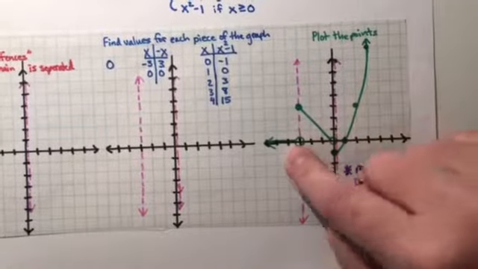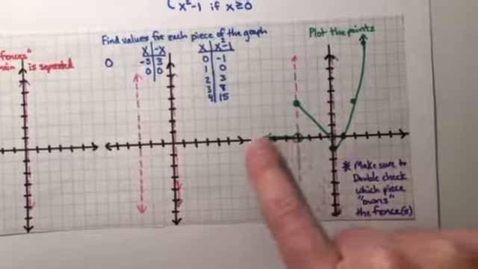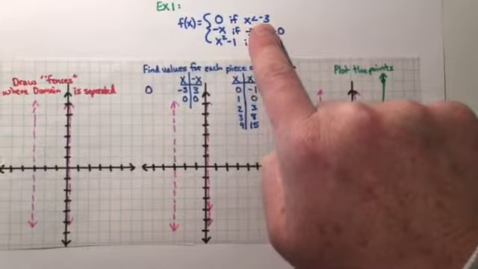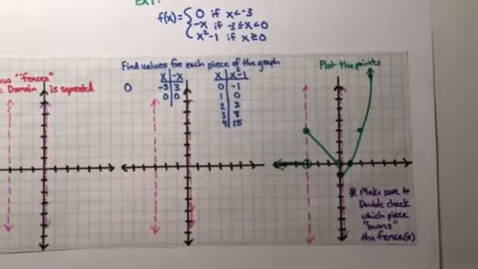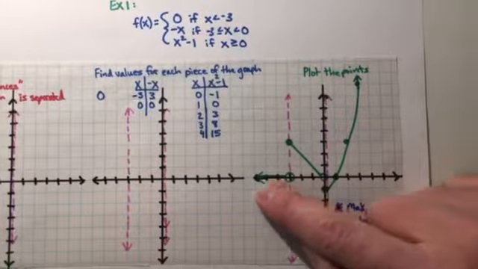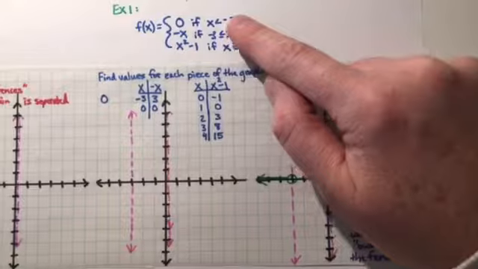So I plotted the points that all values of x are equal to 0. I can double check and make sure I've got open or closed circle where they belong. So x was less than -3, so I put an open circle at -3 and then just went to the left for that first piece.